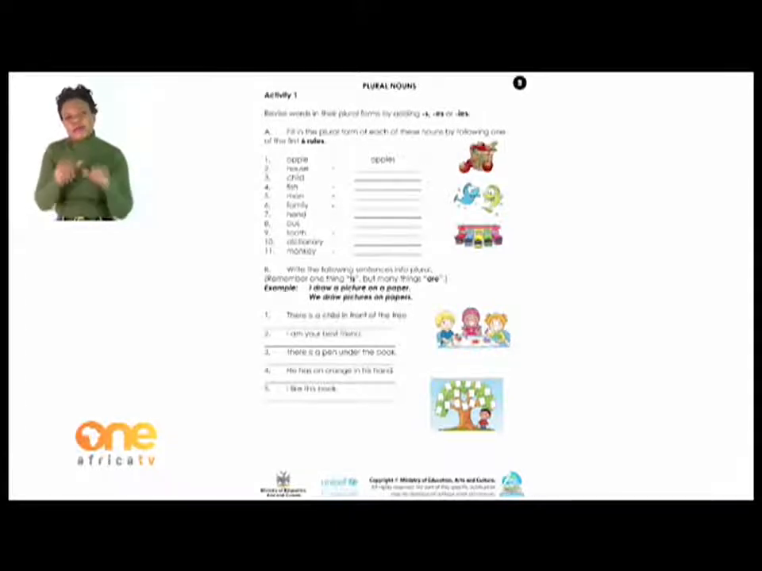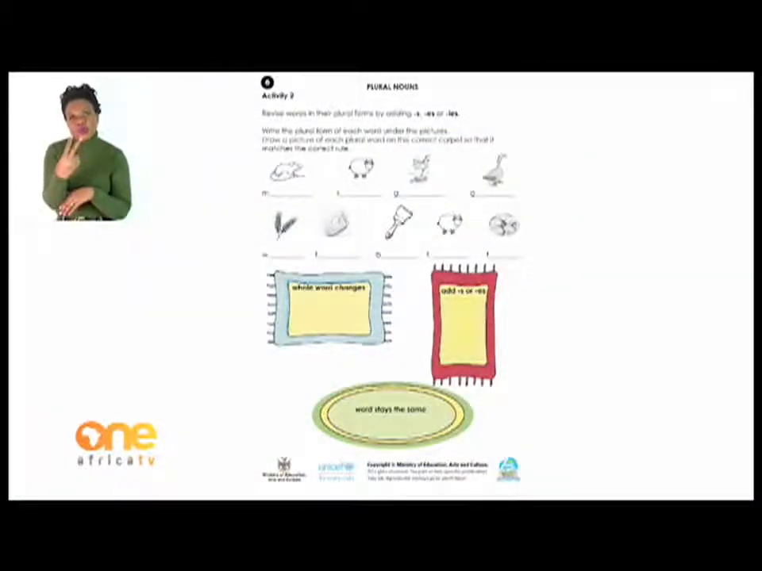Let's continue to page 6. Activity number 2. Write the plural form of each word under the pictures. Draw a picture of each plural word on the correct carpet so that it matches the correct rule. We are given pictures there, but your task is to write in the plural form. The first picture is, what is that thing that is being shown on the first picture?